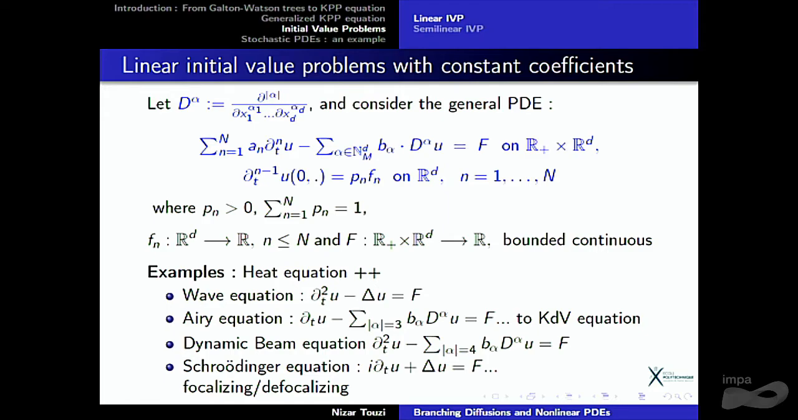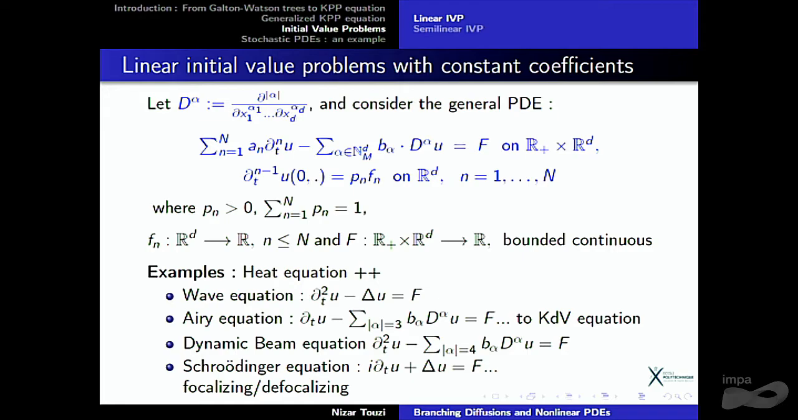And then you have these space derivatives. D alpha u is this derivative, alpha 1 derivative with respect to x1, etc., until alpha d derivative with respect to xd. So any space derivatives, you have many examples in physics of these equations.